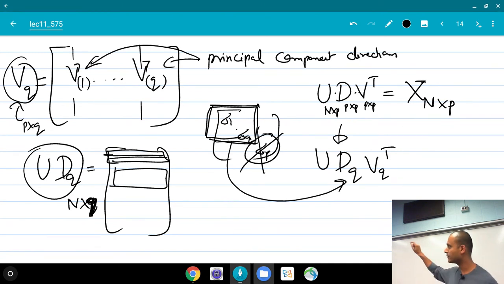So that's principal components, and the things coming from V, which are the Q p-dimensional vectors, those are called principal component directions. I'll discuss more about these two objects.